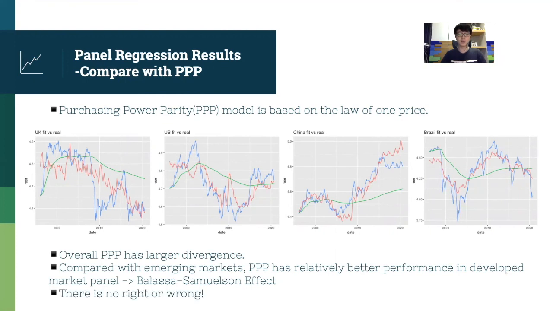But for a model, there is no right or wrong. What is important is to choose the appropriate model that meets our needs.